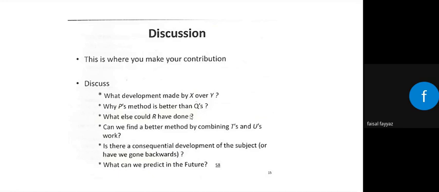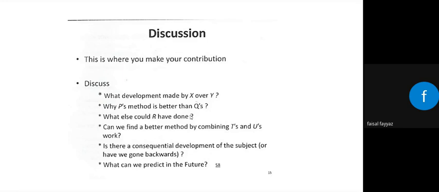This is where you make your contribution, where you tell that in the past, the earlier researcher did this thing, and now I am the person who is doing this. I'm extending this research, I'm making a new innovation, I'm trying to invent something, I'm trying to serve humanity or something like that. In this way, you can discuss all the things here. What development was made by X over Y, why P's method is better than Q's. So all the parameters, questions, and discussion will be here in your discussion area.